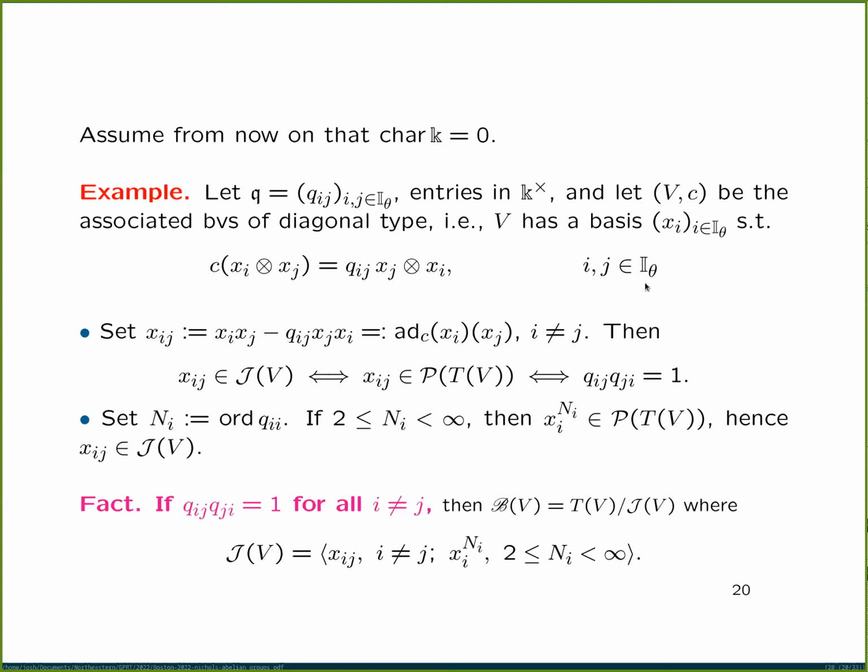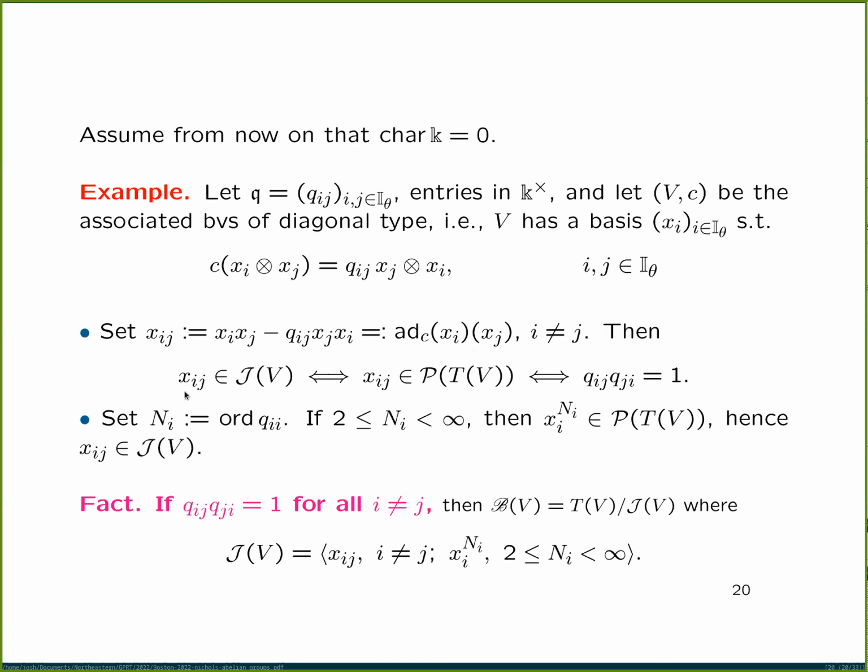And for this braided vector space, I define x_ij as x_i x_j − q_ij x_j x_i. And this is usually called the braided adjoint of x_i and x_j. And this is for i different from j.